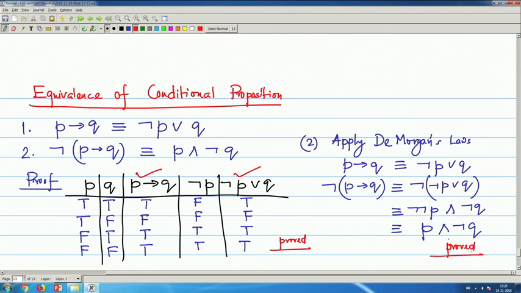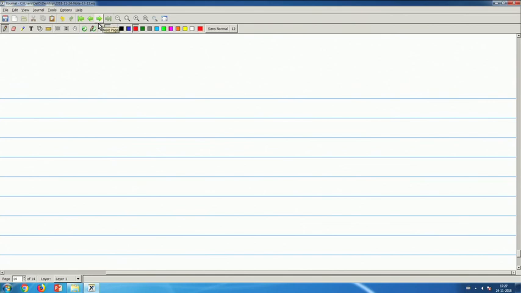So this is the equivalence of the conditional proposition, where we consider implication. Now we see the equivalence of the biconditional proposition.